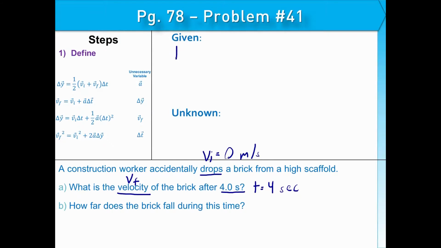The first given is that time is going to be 4 seconds. I'm also given that the initial velocity is 0 meters per second. There's a third given that's not stated in the problem. When an object is in free fall, as in this case with the brick falling from the scaffold, the only force that acts upon it is gravity. So that means it experiences an acceleration in the negative direction of 9.8 meters per second squared. And then your unknown is the final velocity.